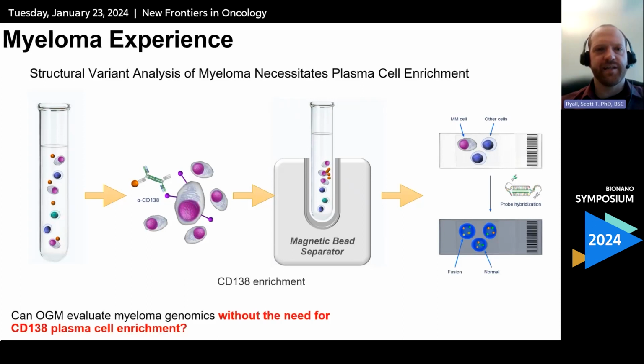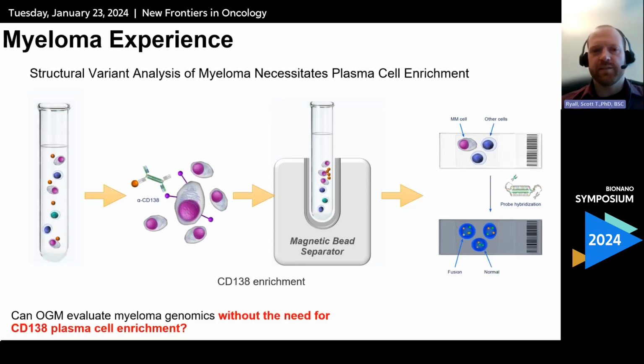And the reason for this is that it often necessitates some form of plasma cell enrichment before being able to analyze. Most labs are either doing this by some form of a flow approach, or in our lab, we're doing a CD138 enrichment. And if any of you have done this before, you know that the CD138 enrichment is not high throughput. It's technically challenging. It's time and labor intensive.